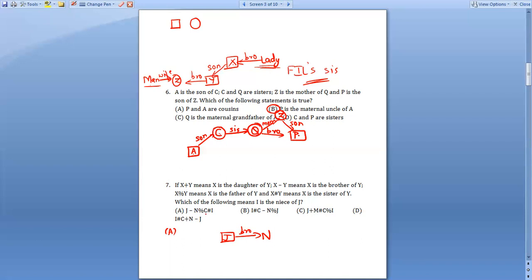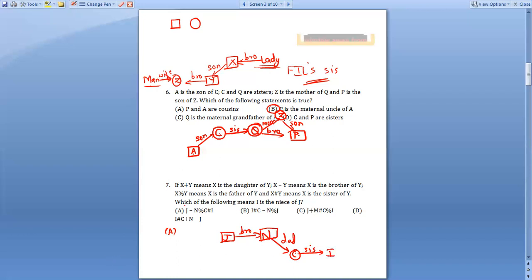Next, consider N percentage C. N percentage C means N is father of C. So N is father, so that means N is he, and he is father of C. So we don't know the gender of C yet. Now consider the last two, C hash I. C hash I means C is sister of I. So C is sister, that means C is she, sister of I.